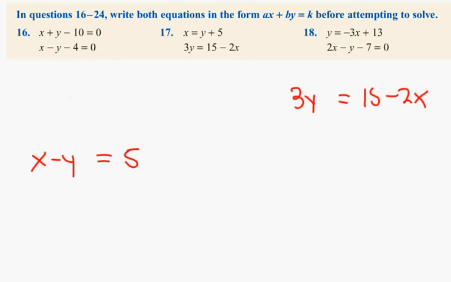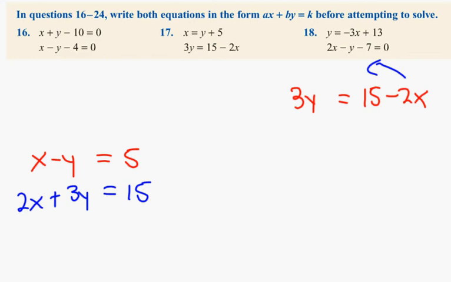Now what about the next one over here? What can we do with the 2x? Bring it over to the left side. And what do we get? Plus 2x. Plus 2x plus 3y equals 15. Now we're looking at this, Thomas.